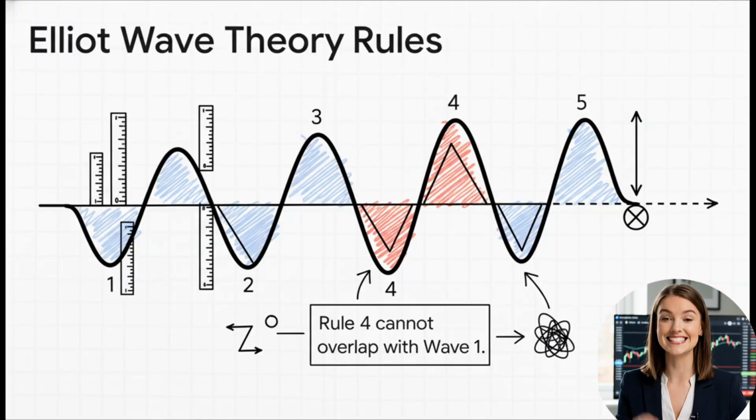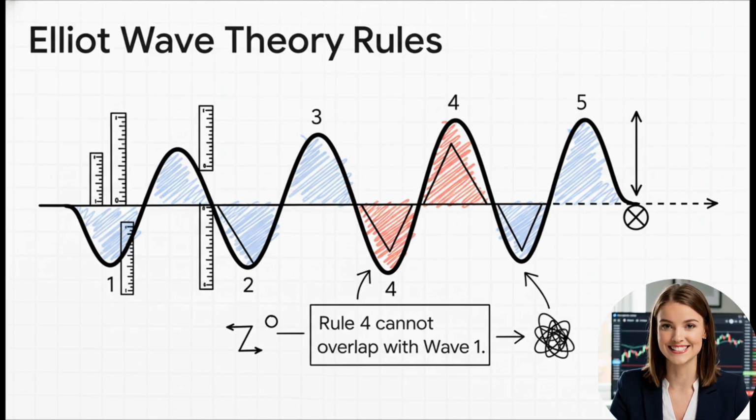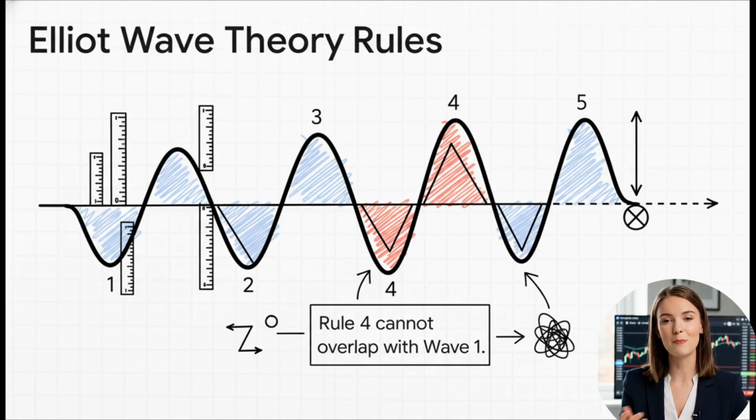Now, to get an even deeper sense of the plot, traders use something called Elliott wave theory. It's this idea that trends, because they're driven by human emotion, tend to unfold in a predictable 5-wave pattern.